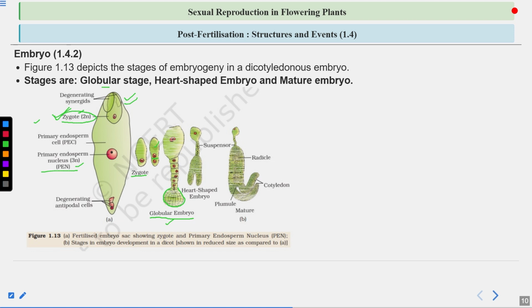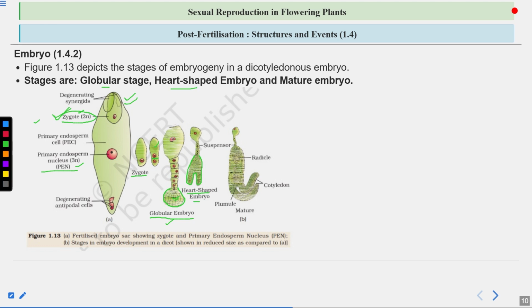Now see, this lower part divides and redivides again, and you can see it forms such a shape, a heart-shaped structure of the embryo, and that is why this stage is called the heart-shaped embryo.